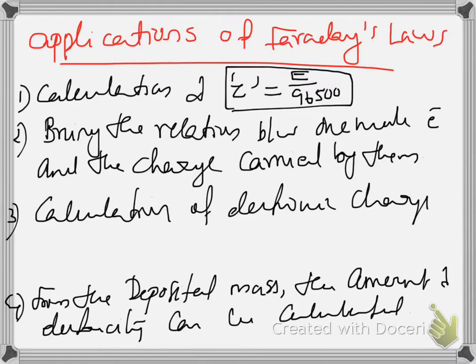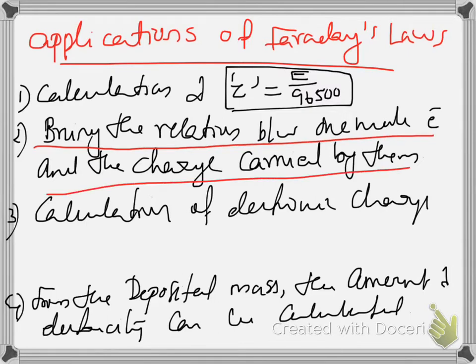Second one, bring the relation between 1 mole electron and the charge carried by them. Using this electron charge and the relation, we have stated that 1 mole electron always carry total charge of 96500 coulomb, and also when this much of electricity is passed through an electrolyte, 1 gram equivalent of the substance is deposited at the respective electrodes. This is the second application that also we have discussed.